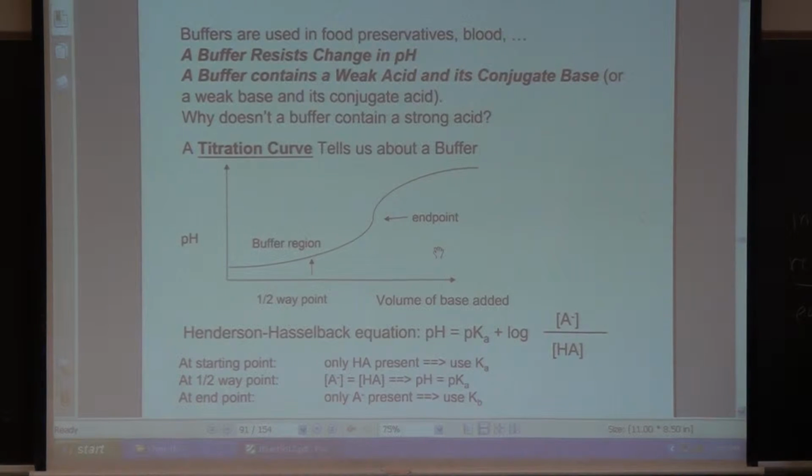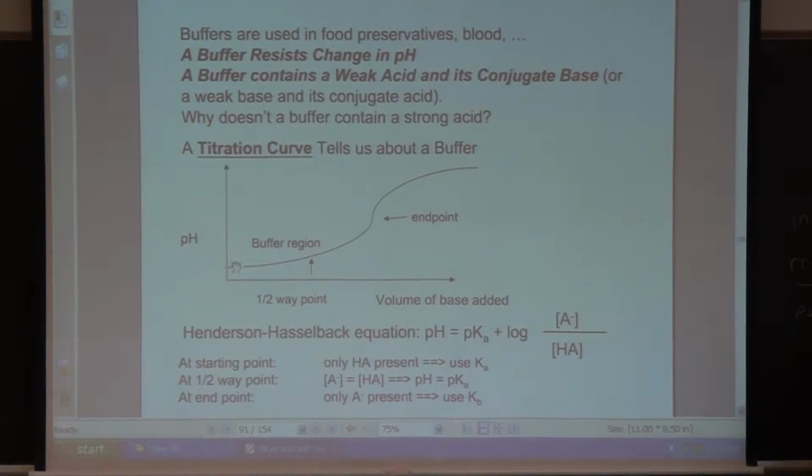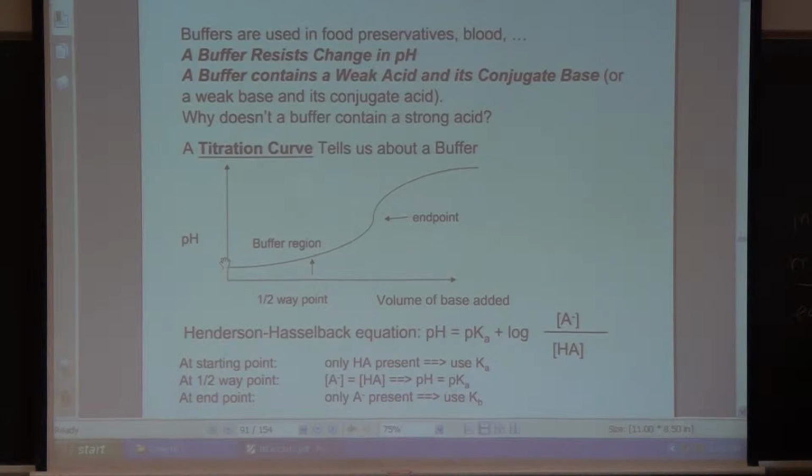Okay, then we talk about buffers. Now we can look at a buffer in terms of a titration curve. So this is our titration curve. At this point here, we have acid only. No base has been added in the titration yet. As we add base, the pH increases just slightly. Then all of a sudden, it increases a lot. And this inflection point is considered the endpoint.